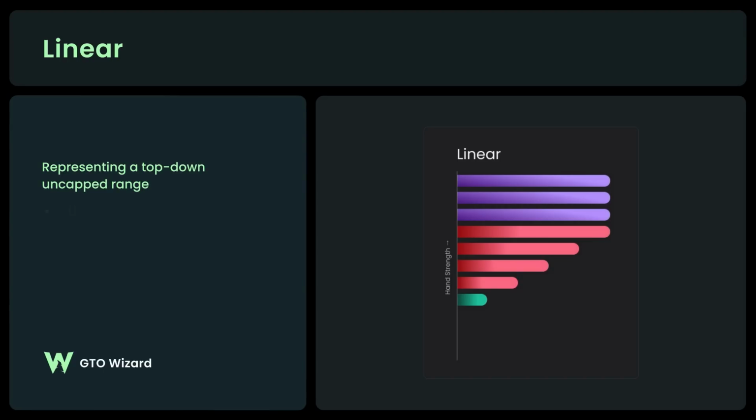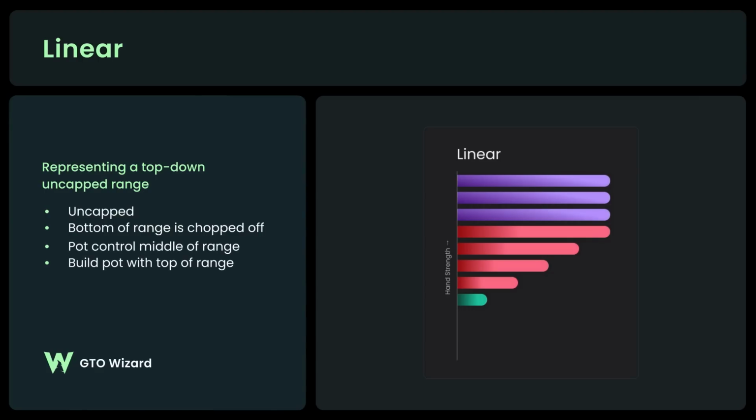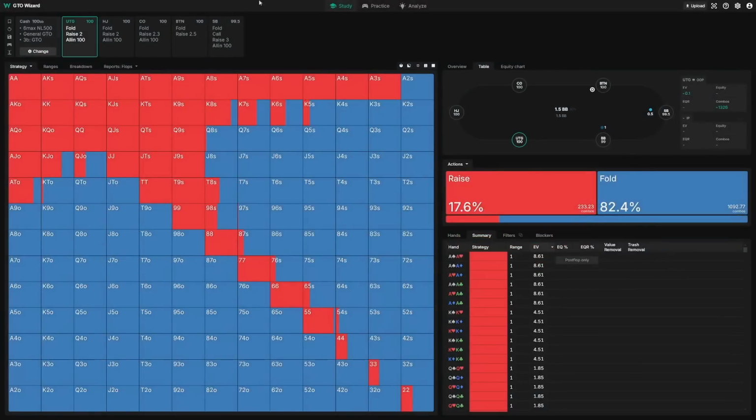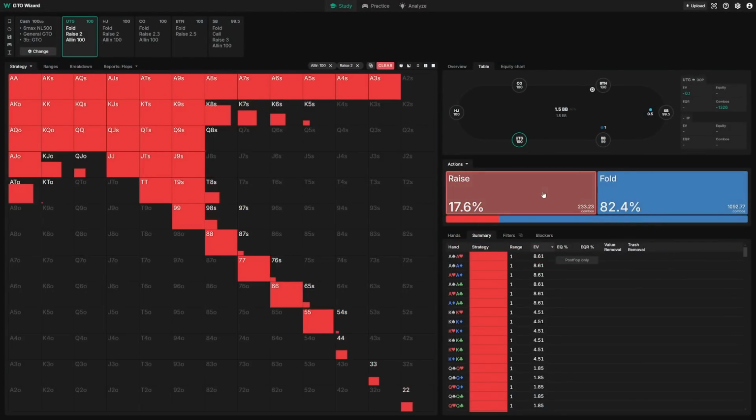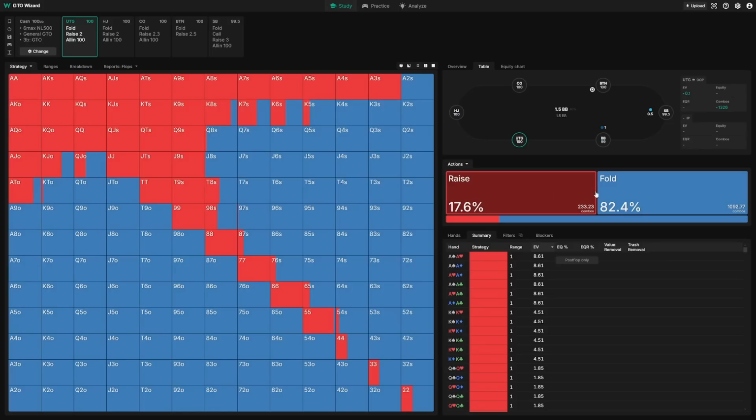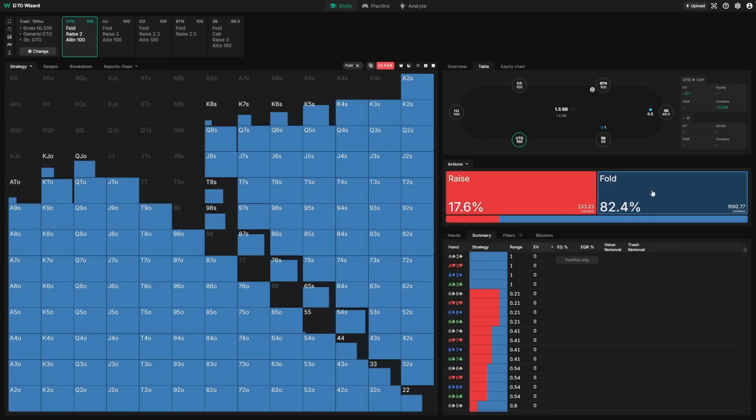As you can see, we have the strongest hands, we have some medium hands, and a few of the weaker hands. So when you have a linear range, typically the bottom is chopped off. You'll want to try and pot control the middle while building the pot with the top of your range. You always start with a linear range. So for example, if you take a look at any, like a button opening range, or any opening range for that matter, it is by definition linear because you simply open the best hands and fold the worst. So it is a top-down uncapped range.